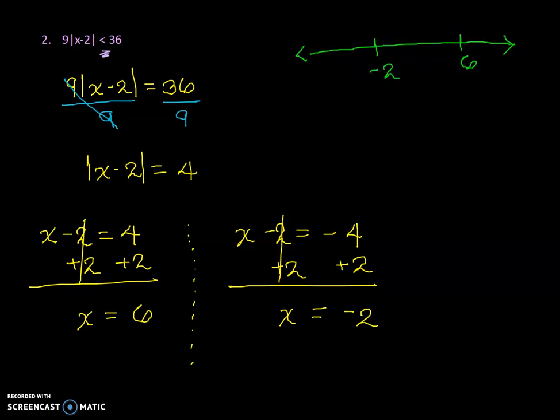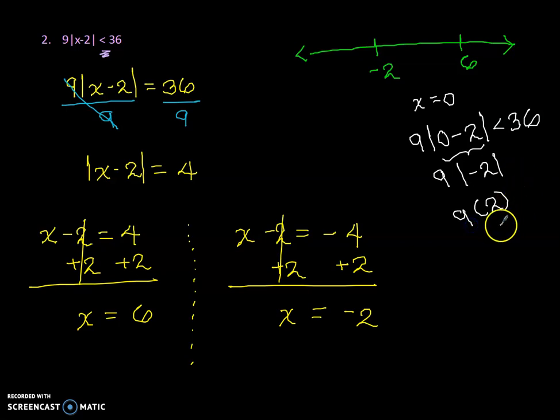I'm going to test out some numbers. Because I am a fan of testing out 0, it's just the easiest. I'm going to test out between negative 2 and 6 first. So if I replace x with 0, I'm going to go with the original inequality just to keep things consistent with the last problem. I have 9 and the absolute value of 0 minus 2. Well, 0 minus 2 is negative 2. If I take the absolute value of negative 2, I'm going to get positive 2. And then 9 times 2 is 18. Is 18 less than 36?